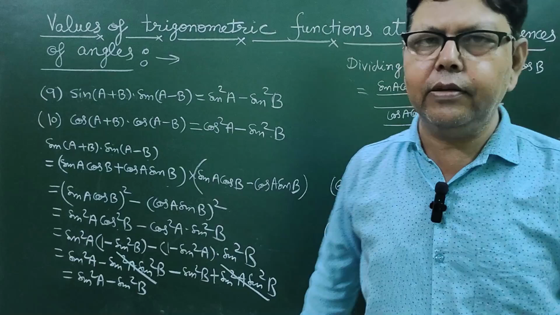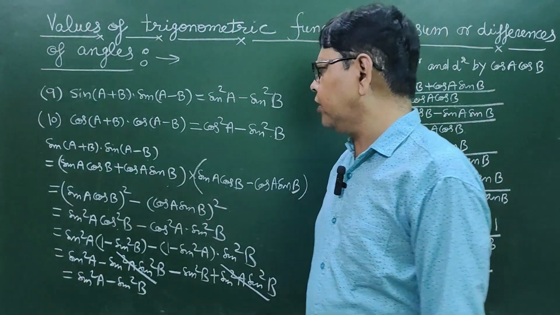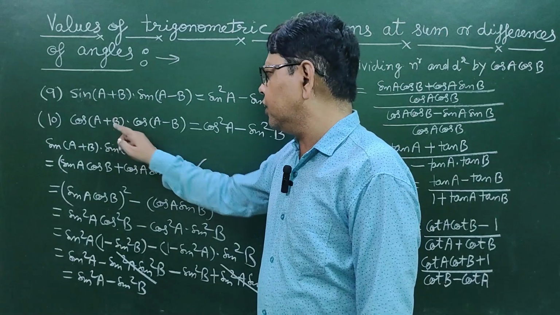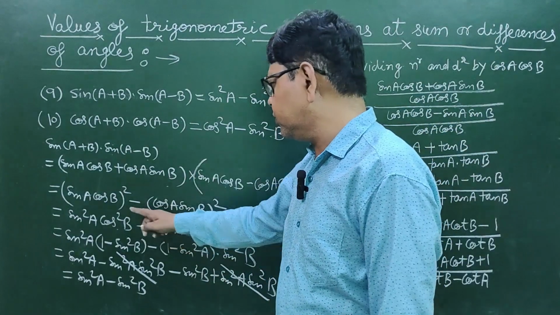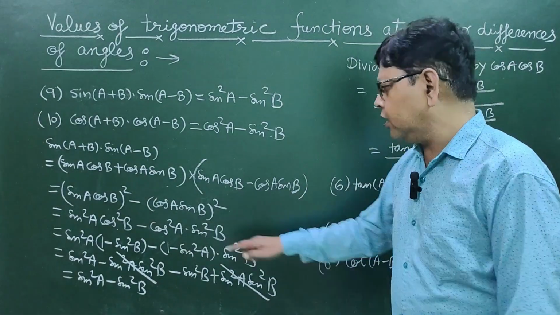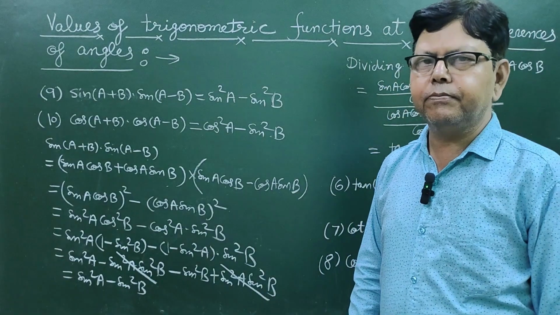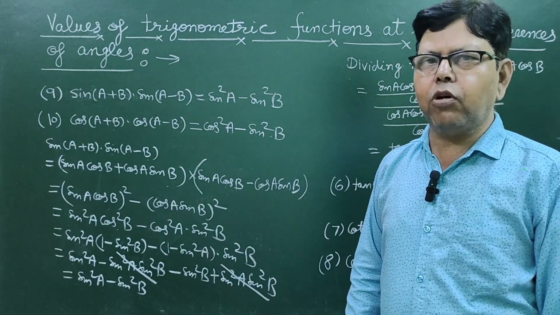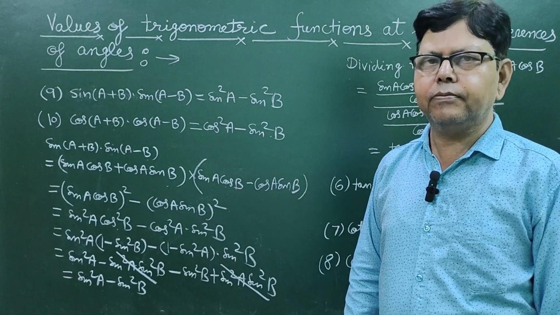In the same way, you can derive the formula for cos A plus B into cos A minus B. First you have to write the formula for cos A plus B, then cos A minus B, same concept, and in the last you will use these identities to simplify it. So the second formula is for you to verify.